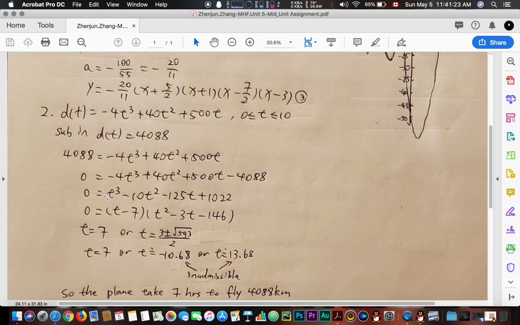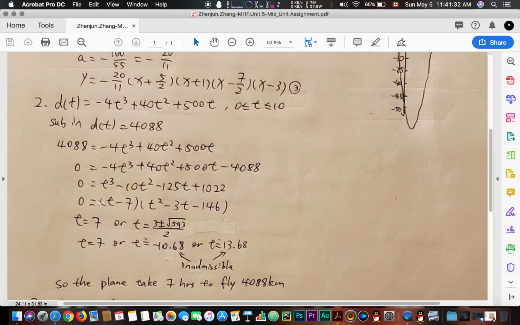Then we have 0 equals t to the power of 3 minus 10t squared minus 125t plus 1022. Then we have 0 equals t minus 7 times t squared minus 3t minus 146. So now we will get the t. So the t is 7. That's one very obvious answer here.